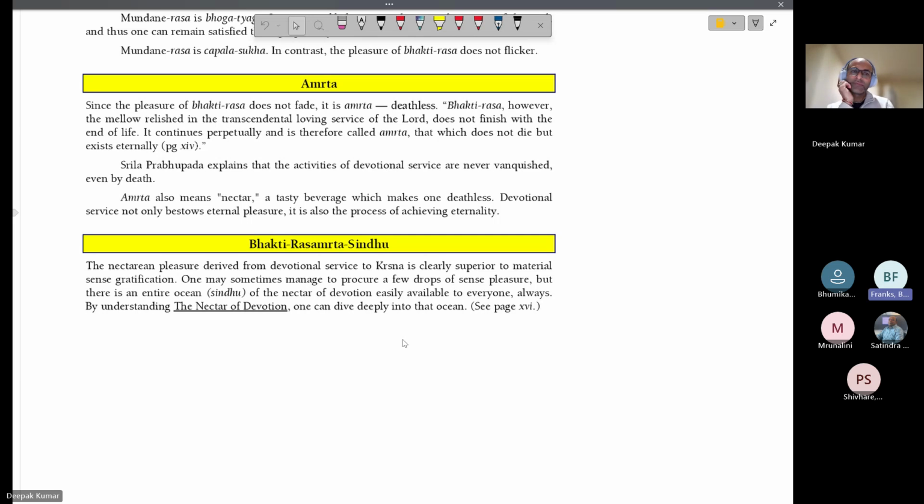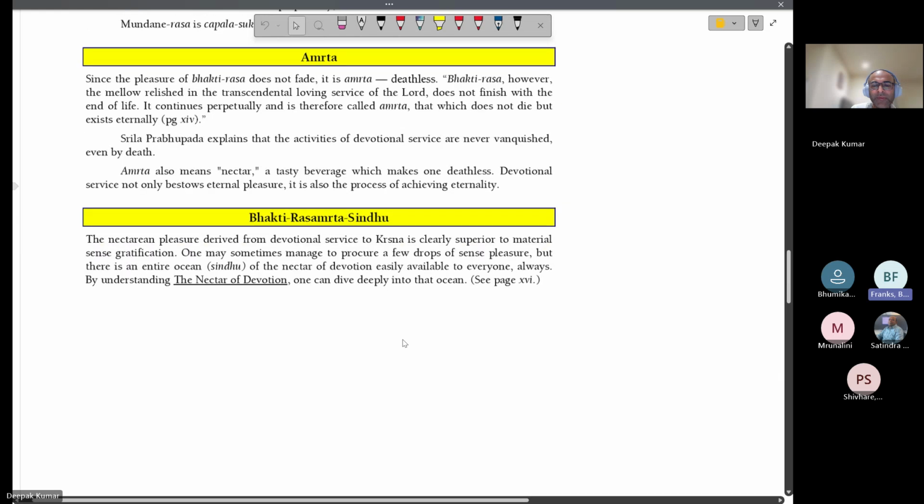Since the pleasure of bhakti rasa does not fade, it is amrita, deathless. Bhakti rasa, the mellow relished in the transcendental loving service of the Lord, does not finish with the end of life. It continues perpetually and is therefore called amrita, that which does not die but exists eternally. Srila Prabhupada explains that the activities of devotional service are never vanquished even by death. Amrita means nectar, a tasty beverage which makes one deathless. Devotional service not only bestows eternal pleasure, it is also the process of achieving eternality.